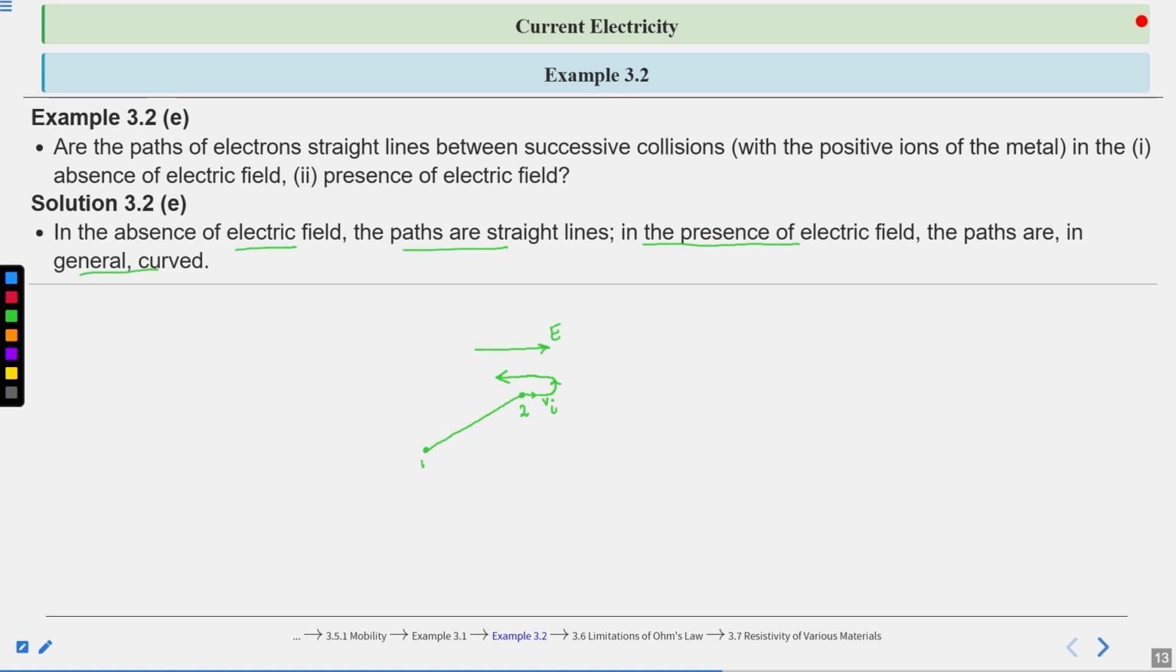So in the presence of electric field, the path is generally curved, but in the absence of electric field, the path is a straight line, because that type of motion is due only to thermal conditions, not due to any external force.